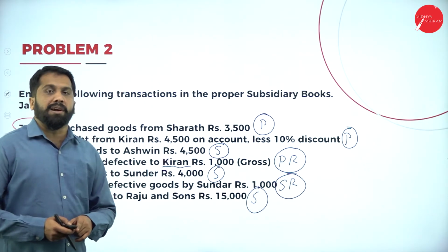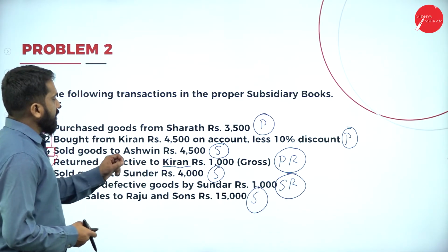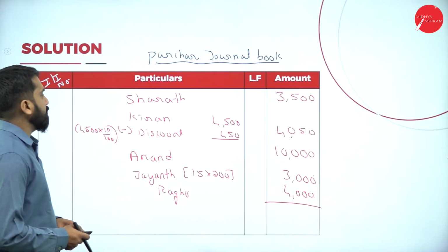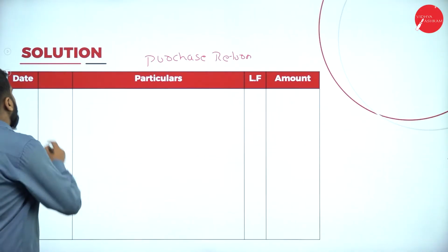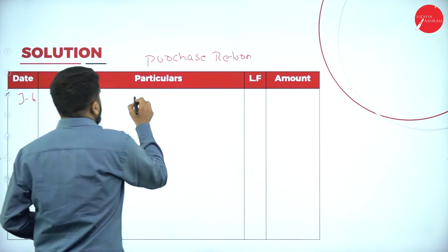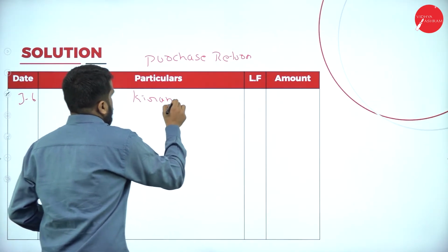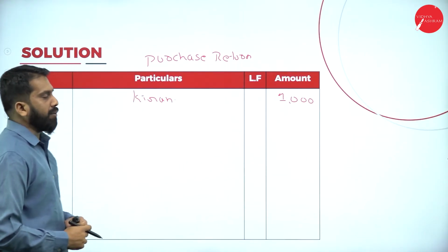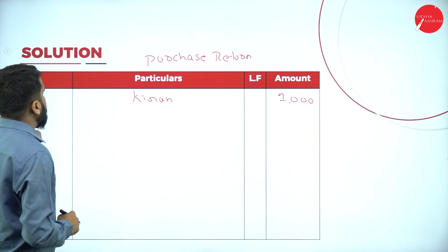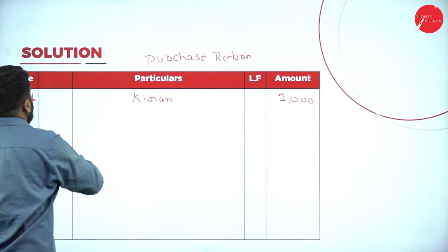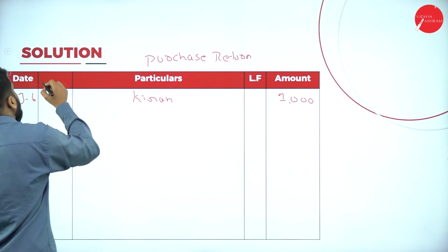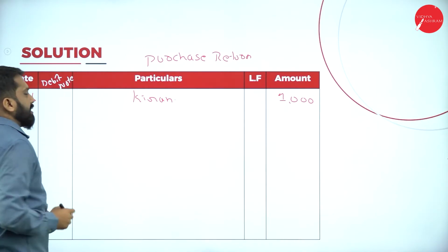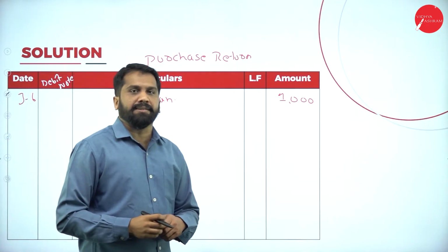Now, it is when? So, while returning, we will not consider the discount part. Now, it is 1,000 from Kiran on January 6th. So, January 6th, it is Kiran. The value is 1,000. Remember, you have to mention. So, which one we are doing? We are doing purchase return. Purchase return means what? Debit note. If it is a sales return, we should consider as credit note.